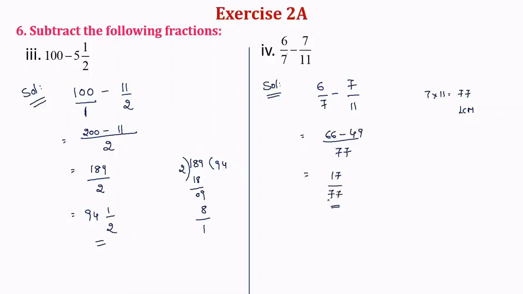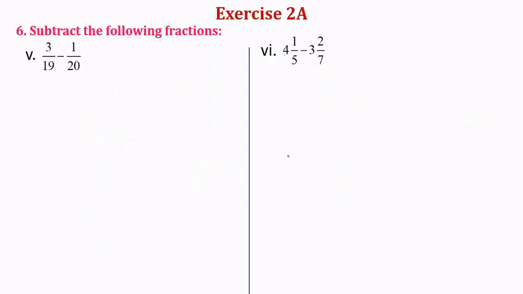Okay, next, 3 by 19 minus 1 by 20. Here also you have to take the LCM of the denominators. So what will be the LCM of these two denominators? Is there any common factor for 19 and 20? No, therefore you have to multiply them to find the LCM. So 19 into 20, which gives 380, which is the LCM.